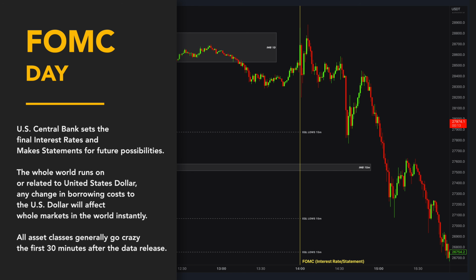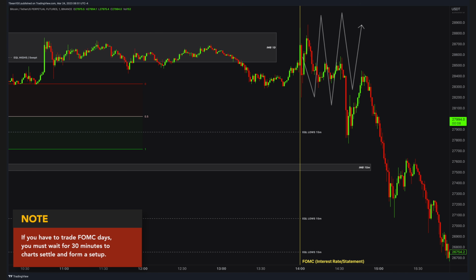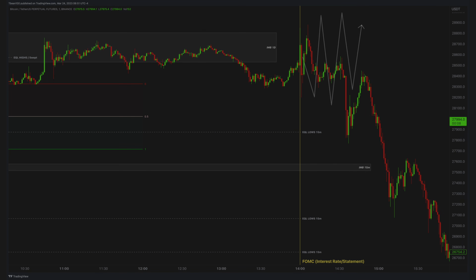FOMC and inflation are the two most powerful economic data releases in the world. The moment they are released, charts generally go crazy, up and down. Normally, you should avoid trading FOMC days or wait a good amount of time for charts to settle and form clear trading setups. So I did that. I let it do what it does, hunt the liquidity and form me a clear setup.